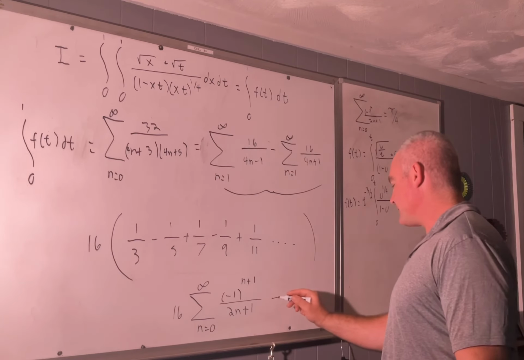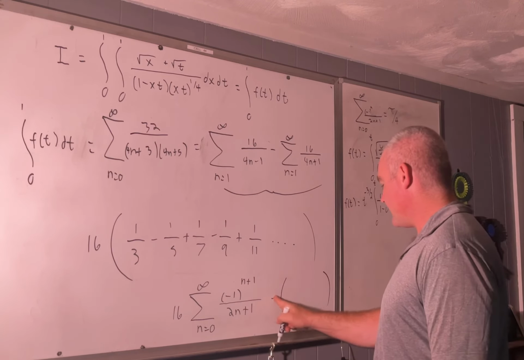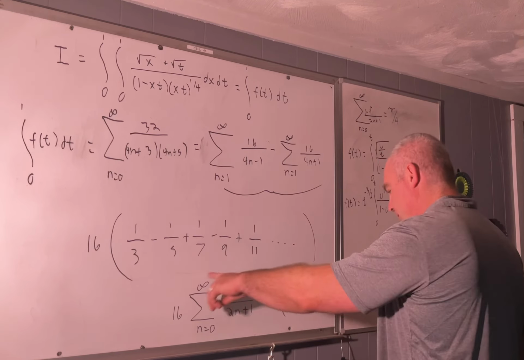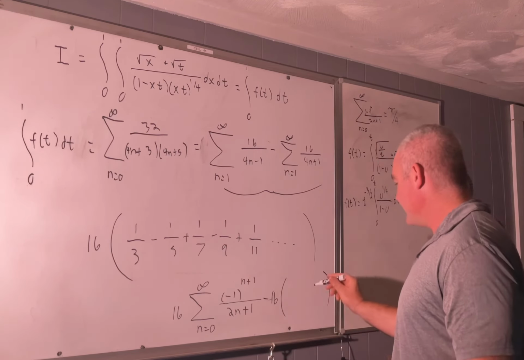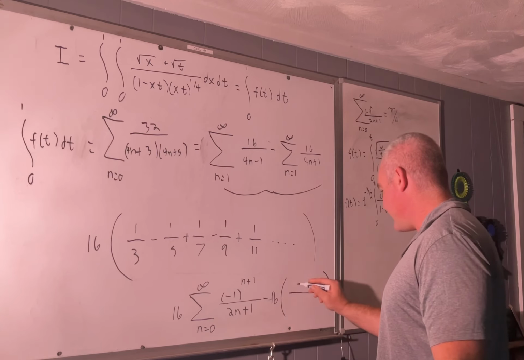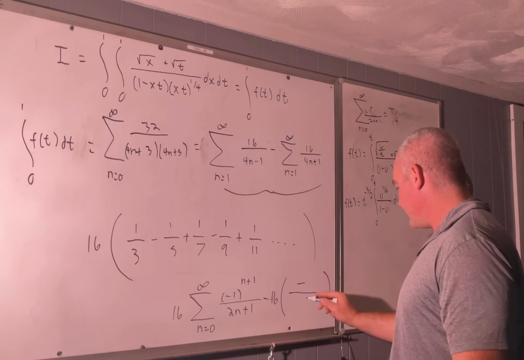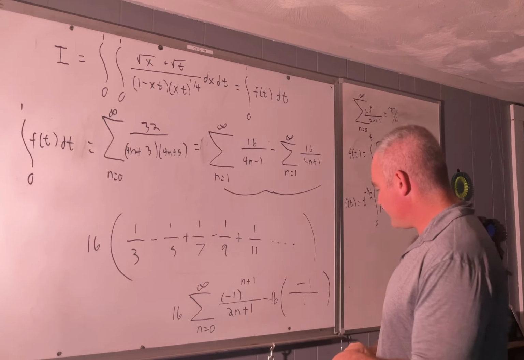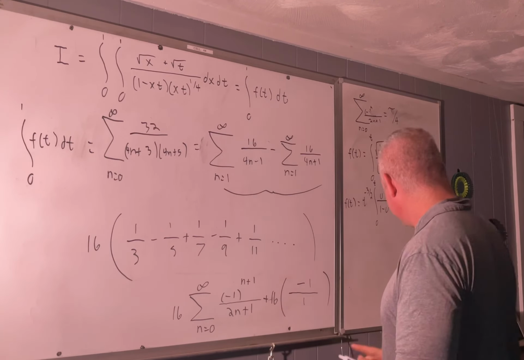So now we need to subtract the 0th term of this thing. Well, it's actually going to be subtracting 16 times the 0th term of this thing. Let's see, 0 into here would give us a negative, so we're going to have a negative. And 0 in here would give us a 1. So that becomes a plus 16.